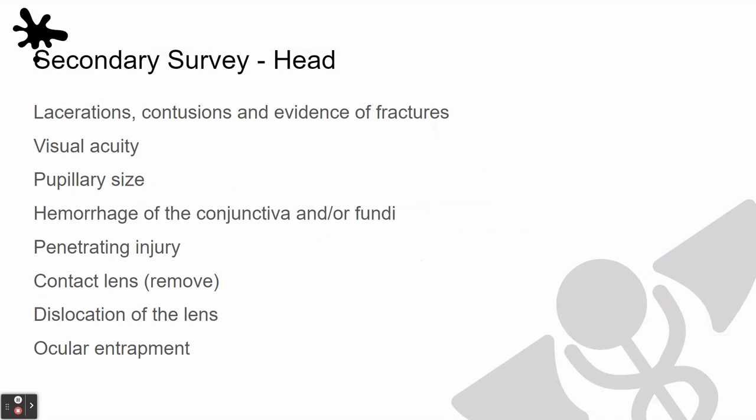So with the head, you're looking for lacerations, contusions, evidence of fractures. ATLS says check the visual acuity. I would argue that you don't really have time to actually do a Snellen chart. Just ask them if they're having blurred vision. But by the books, you would be doing a Snellen. Check the pupillary size. Look for hemorrhage of the conjunctiva and of the fundi. Is there penetrating injury? Do they have a knife sticking out of their eye?